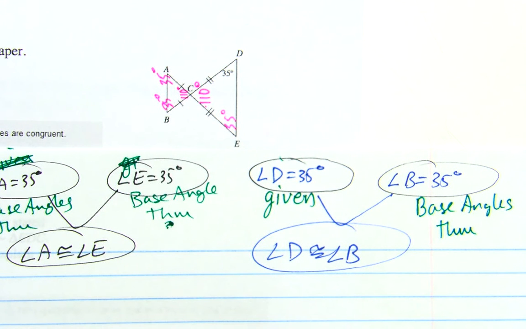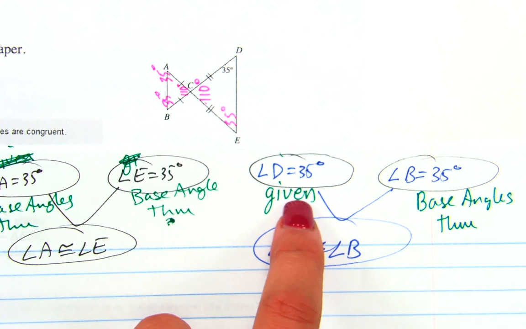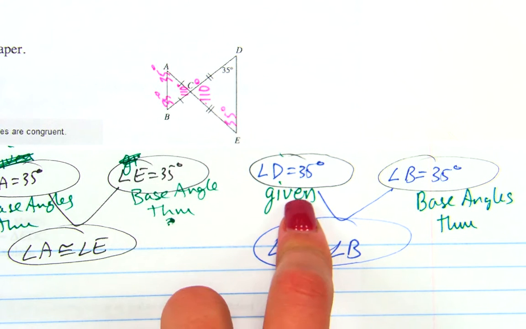If you didn't remember the base angles theorem, the other way that you got the 35s and the 110 is by knowing that it was an isosceles triangle, you can say that, or you can say that you added them all up to equal 180, and that's the triangle sum theorem. So you only had one given. Okay, that angle D was equal to 35 degrees.